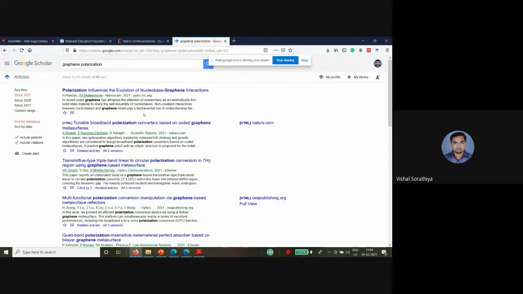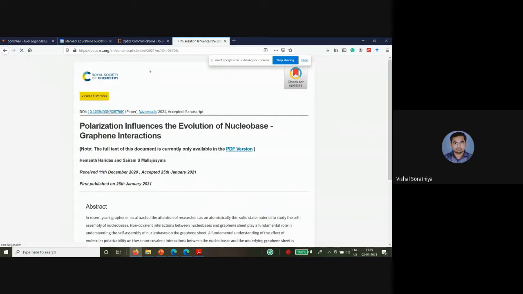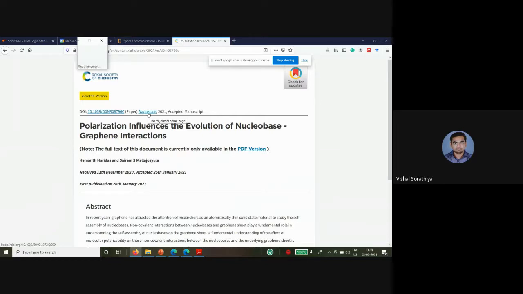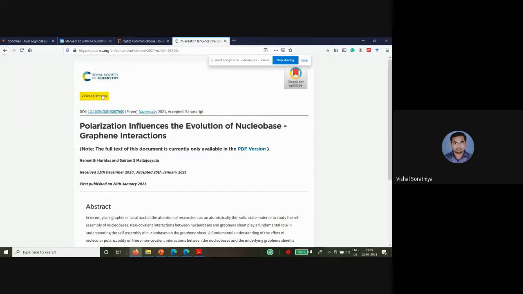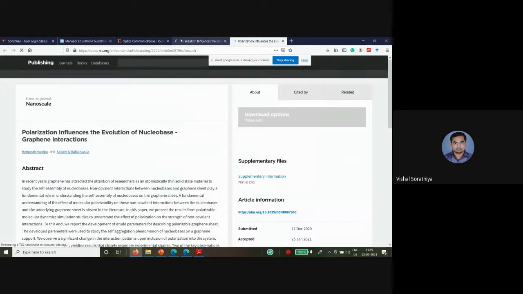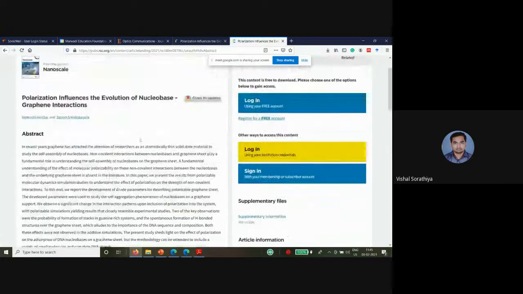Google Scholar is a search engine. So whenever you click on any article, it will redirect you to their publication house. It will give you the web page of that paper, which has been published under the journal name Nanoscale. So it will directly redirect you to that particular page. From that page, whatever information is available, paid version or free version, you can get it and include it in your work.